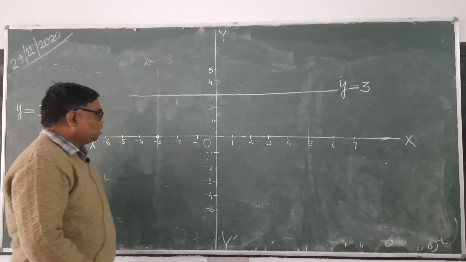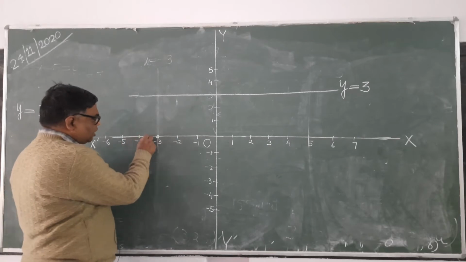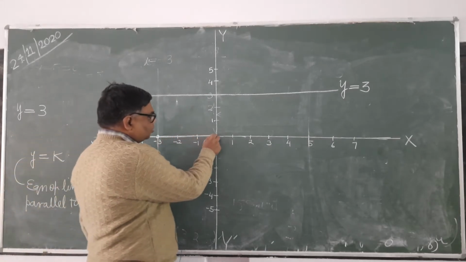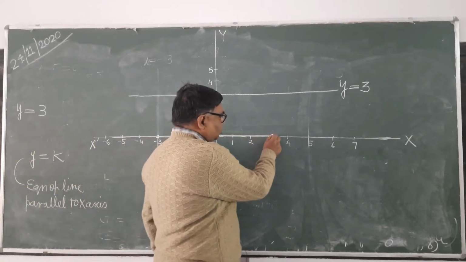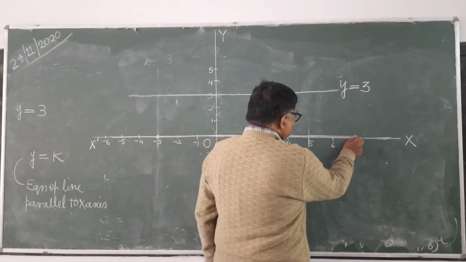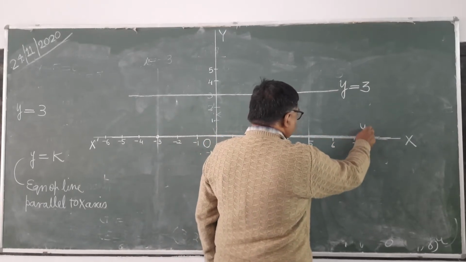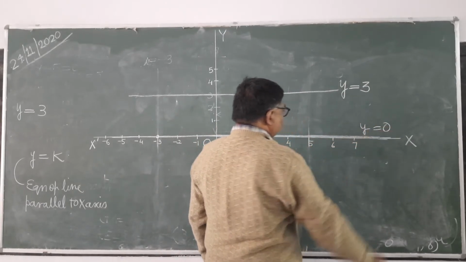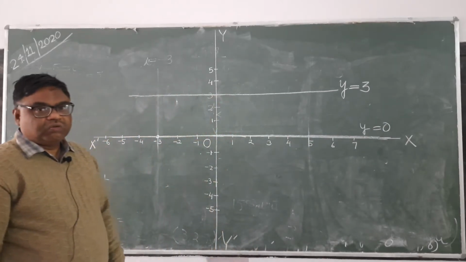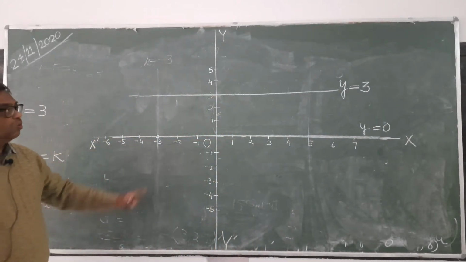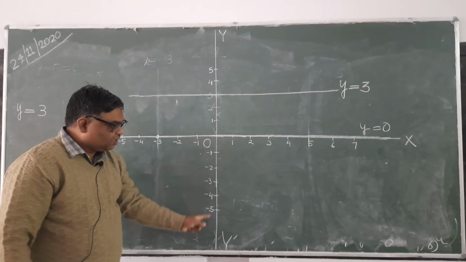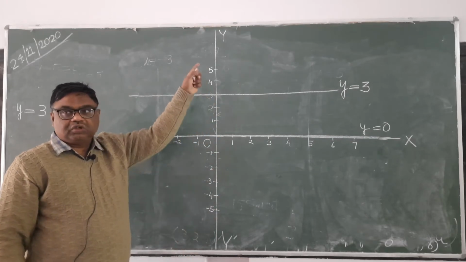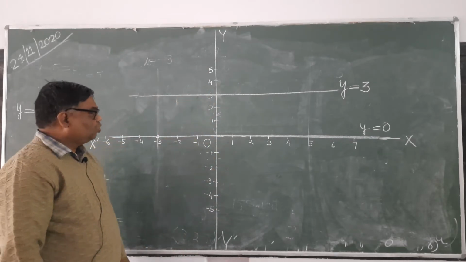What is the equation of this line? Who can tell? I have already told. This is the x-axis and its equation is y equals 0. What is the equation of this line? x equals 0. This I have already told.